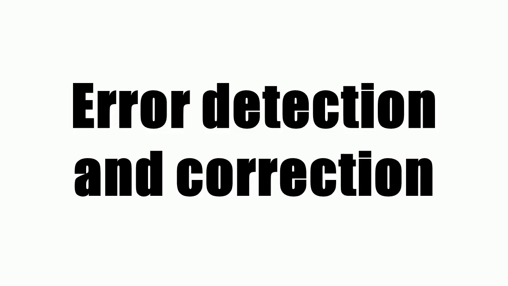Automatic repeat request. This is an error control technique whereby an error detection scheme is combined with requests for retransmission of erroneous data. Every block of data received is checked using the error detection code used, and if the check fails, retransmission of the data is requested. This may be done repeatedly, until the data can be verified.